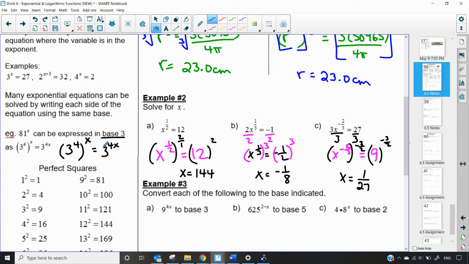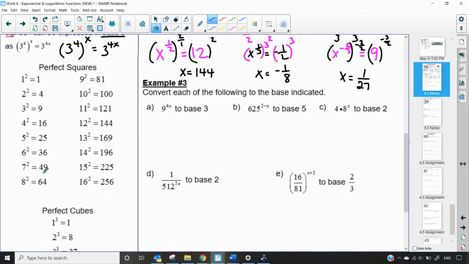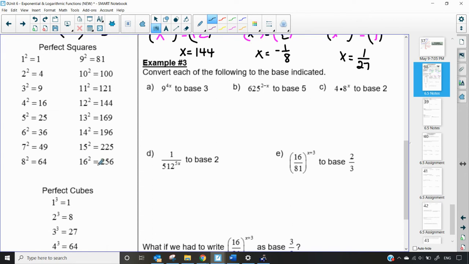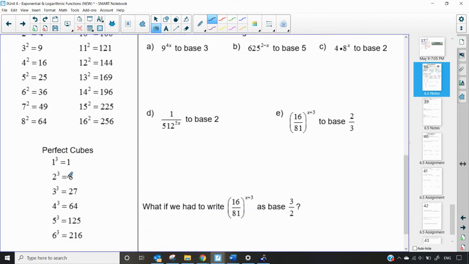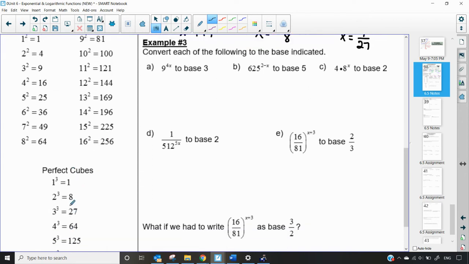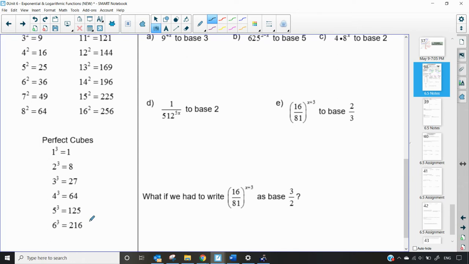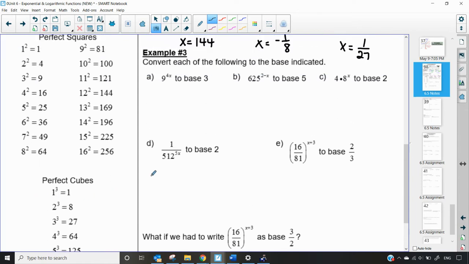Now, as a refresher here, I've made a list of all the perfect squares up to 16 squared and all the perfect cubes up to 6 cubed. For your lessons here, you have these notes in front of you, but typically if you want to be quick to do these, memorizing your perfect squares up to at least 15 squared and your perfect cubes up to at least 6 cubed is usually helpful, because those are the most common ones that you're going to come across.